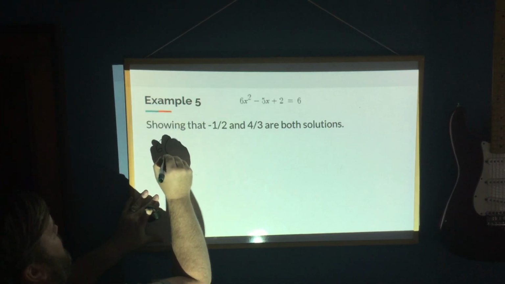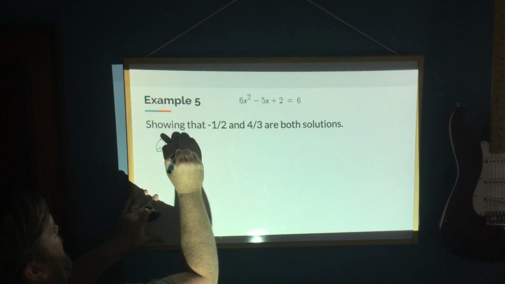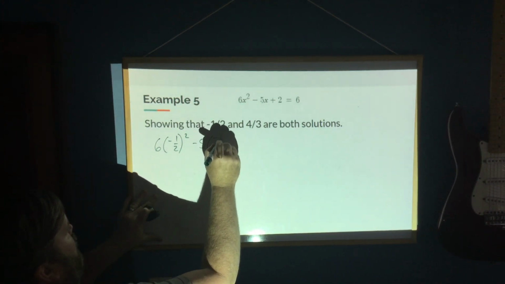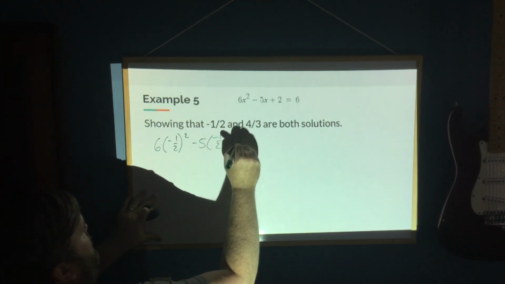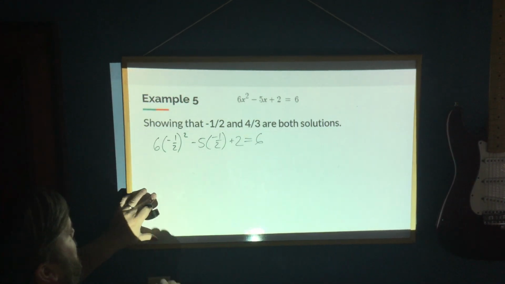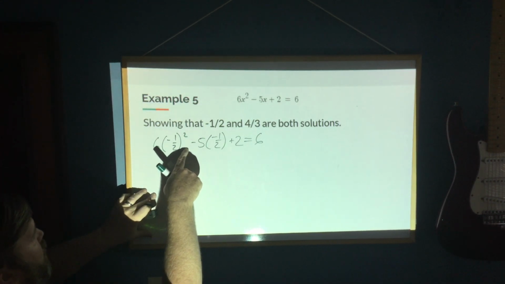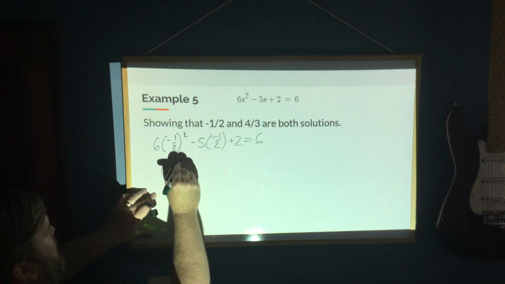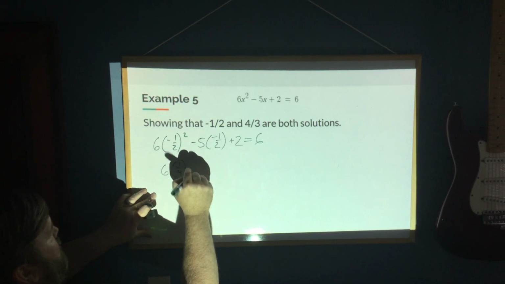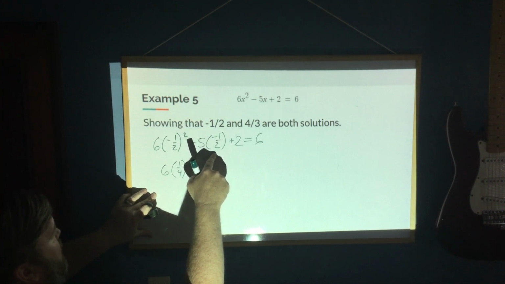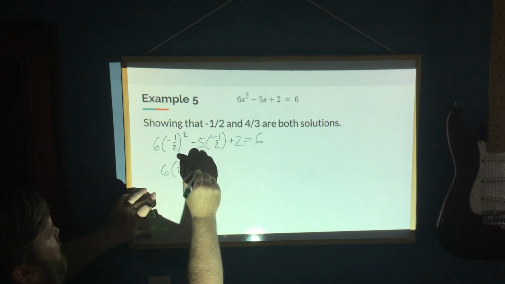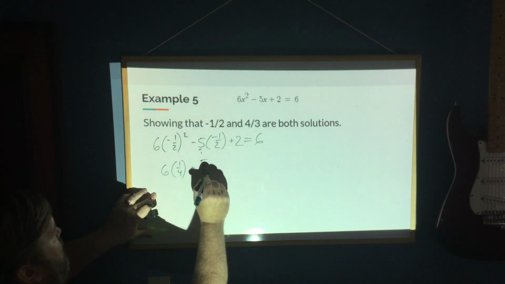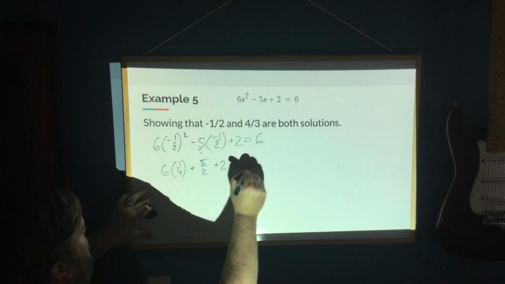So I have 6 times the quantity of negative 1/2 squared minus 5 times negative 1/2 plus 2 is 6. So square 1/2 and I get a 4th. So 6 times a 4th. A negative and a negative make a positive. And that would be, put that over 1 and multiply, that would be 5/2 plus 2 equals 6.